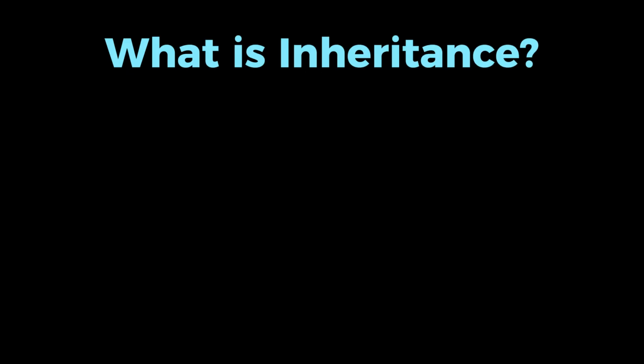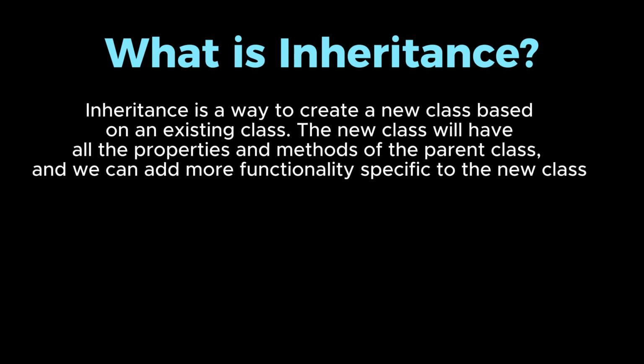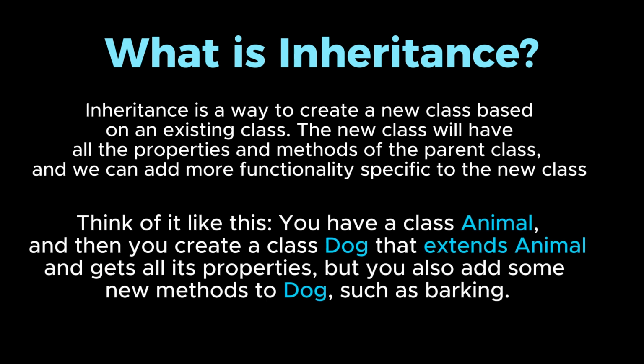All right, so now what is inheritance? Inheritance is a way to create a new class based on an existing class. The new class will have all the properties and methods of the parent class, and we can add more functionality specific to the new class. Think of it like this. You have a class Animal, and then you create a class Dog that extends Animal and gets all its properties. But you also add some new methods to Dog, such as barking.